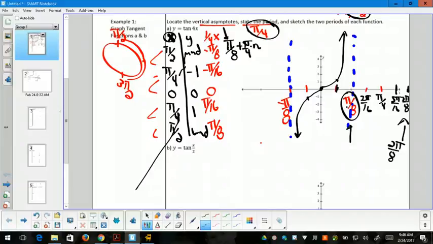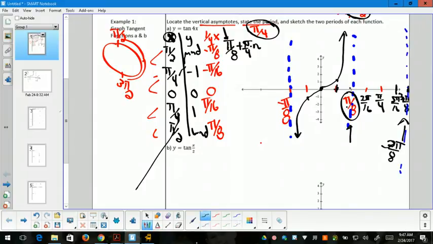Then this one was pi over 8, no? 1, 2, 3, 4 16ths is pi over 4. Oh, this was 1, 2, 3, 4, 5, 6 pi over 16, which is 3 pi over 8, sorry. 3 pi over 8. All right, so we have our vertical asymptotes in blue, so this one's going to be another vertical asymptote.